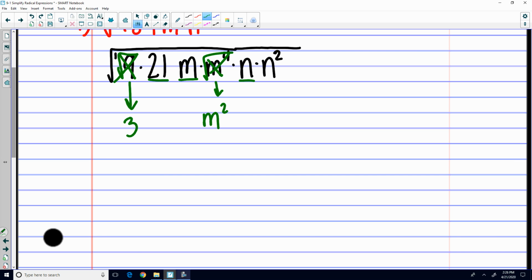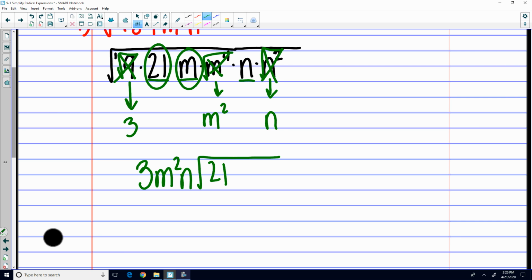I cannot take the square root of an n to the 1st, but I can of n squared. And take the square root of it. I just halve it, so n squared just becomes an n. And those get moved outside the house. So I have 3m squared n. And inside I was left with a 21, an m, and an n.